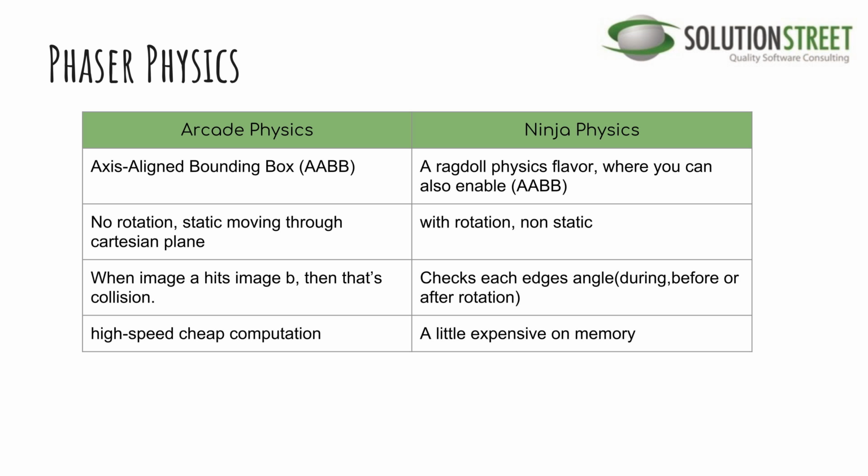The downside of Ninja Physics is that it's a little expensive on memory. But with all of our machines right now, there won't be a lot of difference unless you're running Phaser on a really, really slow machine. Then that's how you would notice how expensive Ninja Physics is in game development compared to Arcade Physics.